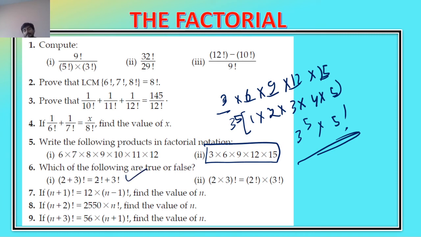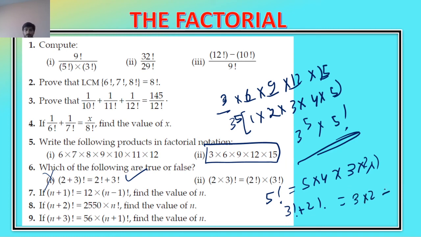Then next thing is you need to cross check this. Is 2 plus 3 factorial equal to 2 factorial plus 3 factorial? No, it's directly wrong, because 5 factorial will be equal to 5 into 4 into 3 into 2 into 1, which is way higher than 3 factorial plus 2 factorial. So how much will this be? This will be equal to 2 factorial plus 3 factorial, so 3 into 2 plus 2 into 1. Right? Clear? Okay. Now let's check another part of that same question.